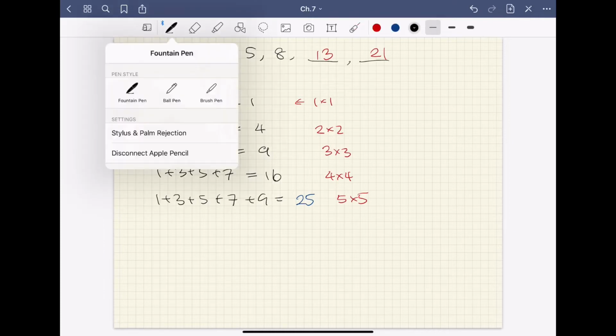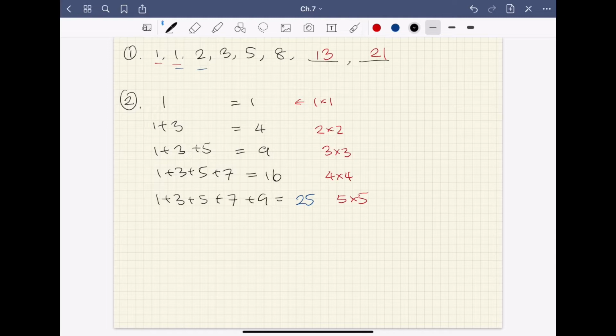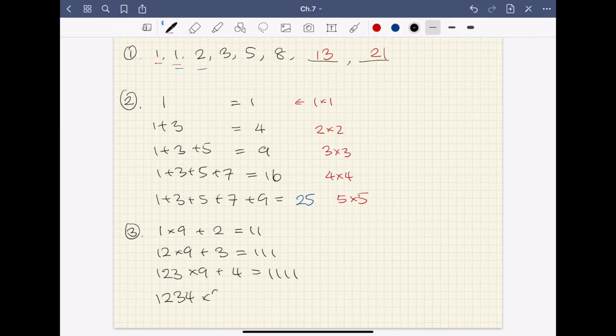Okay, let's try another one. 1 times 9 plus 2 is equal to 11. 12 times 9 plus 3 is equal to 111, and then 123 times 9 plus 4 is equal to what?